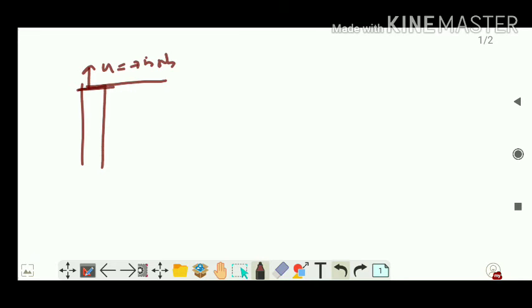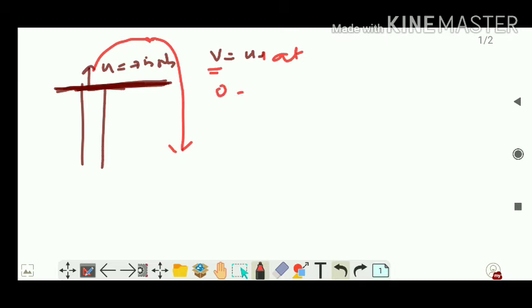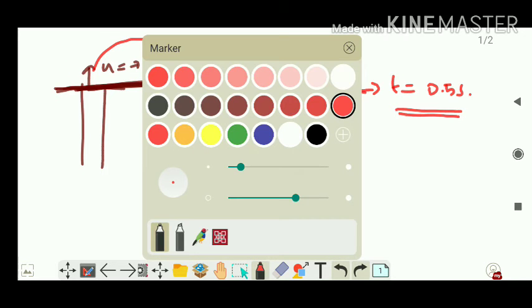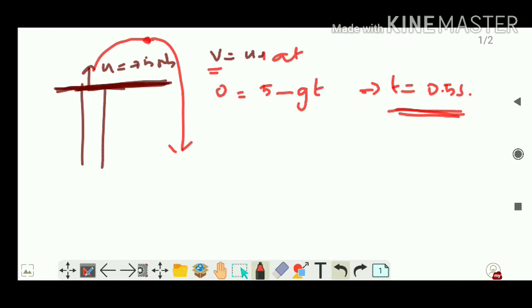Let's say this is our mean position. You're asked the time to cross over the mean position. So what is v = u + at? Once the maximum height is achieved, the ball reaches here and then comes downward. So at that point velocity will be 0, initial velocity u is 5, and this is gt. So I'll get t as around 0.5 seconds. That means the ball has reached the maximum height in a time interval of 0.5 seconds.